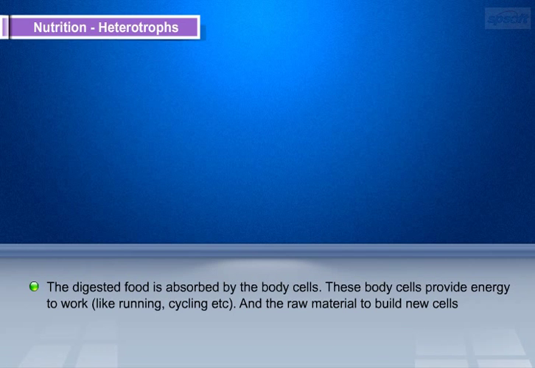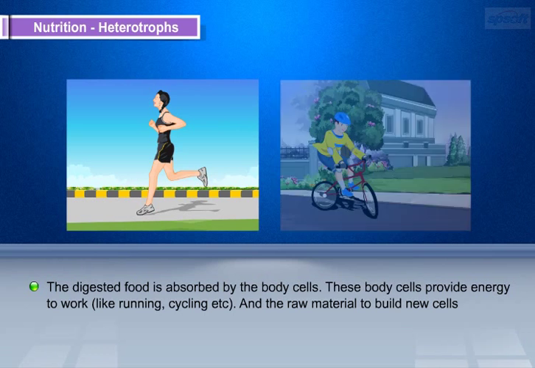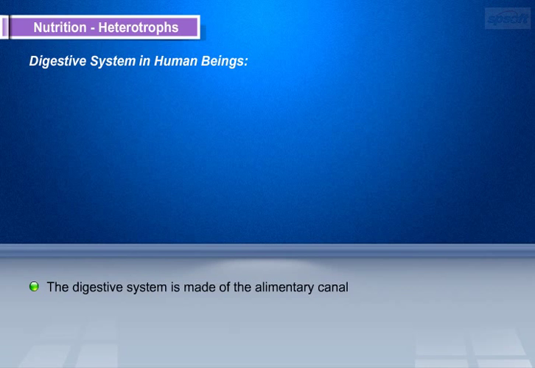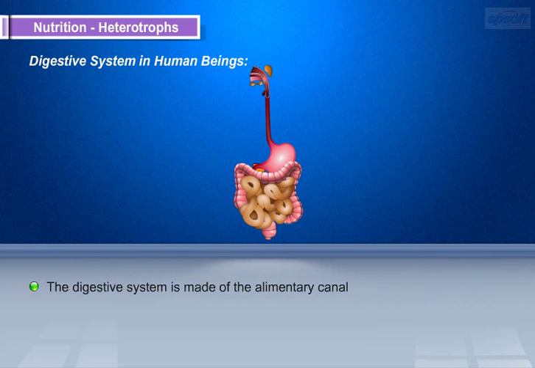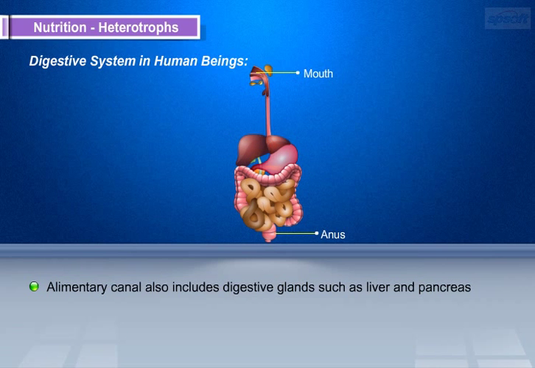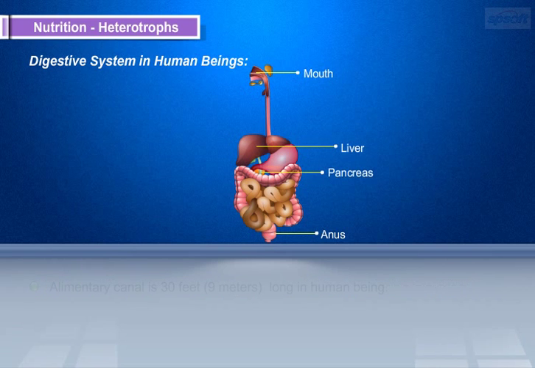The digested food is absorbed by the body cells. These body cells provide energy to work, like running, cycling etc., and the raw material is used to build new cells. Let us discuss the digestive system in human beings. Before moving on to the digestive system, we need to know about the parts in the digestive system. The digestive system is made of the alimentary canal. The alimentary canal starts from the mouth and ends at the anus. The alimentary canal also includes digestive glands such as the liver and pancreas.